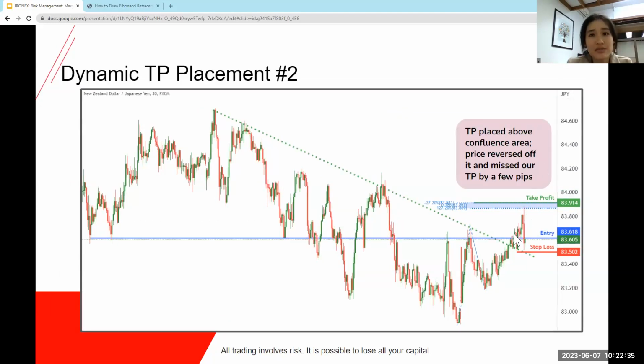So this is what happened eventually. Just as we expected, price headed straight towards our take profit. But you can see our take profit, we placed it above the confluence area instead of before the confluence area. And you can see that price reversed off of the confluence area and missed our take profit by a couple of pips. And then it headed straight back towards our entry and our stop loss.